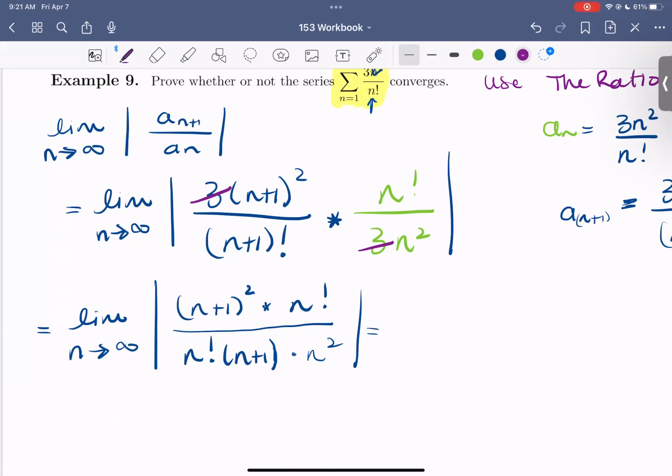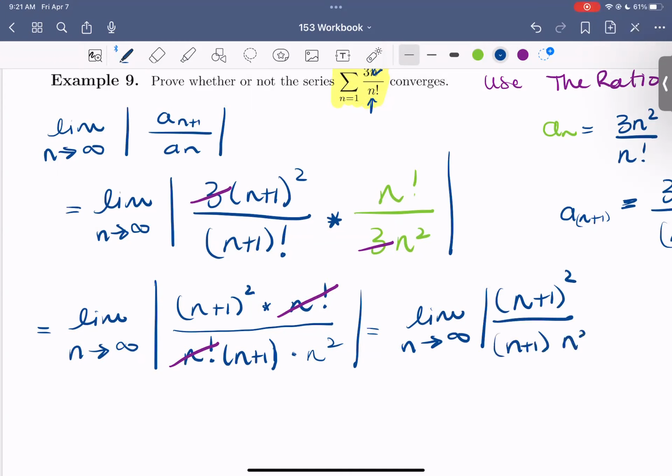Okay, so we can have some things cancel here. This n factorial cancels with that n factorial. We're just multiplying out a bunch of integers, so they cancel in the numerator and denominator. So let's combine some things, simplify a bit. So this becomes the limit as n goes to infinity of the absolute value of n plus 1 squared over n plus 1 times n squared.